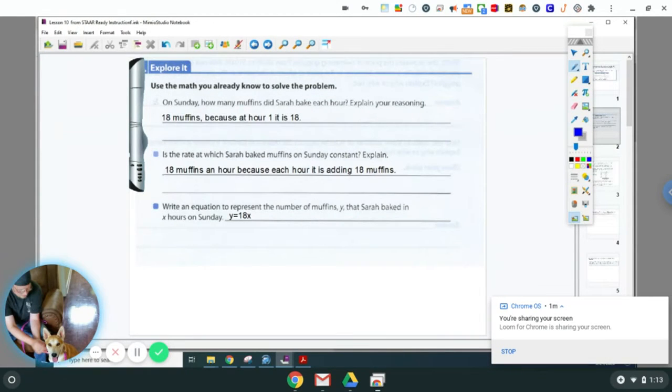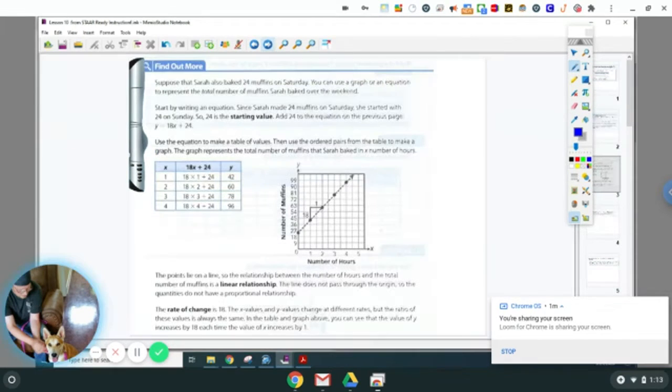And then writing the equation to represent the number of muffins that Sarah baked on x hours. So your equation would be y equals 18x. You can write plus 0 because she started off with 0 muffins, and then it's 18 muffins per hour, and x represents the number of hours on Sunday. All right, so that's what we're doing today. So we're going to find out a little bit more.